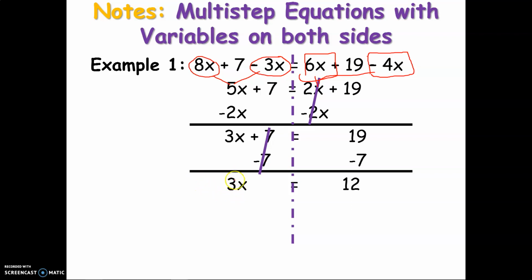Do we have any multiplication or division that needs to be removed? We do. We have 3 times x is 12. The opposite of multiplying by 3 is dividing by 3. We'll divide both sides of this equation by 3. 3 divided by 3 is 1, or 1x, or just x, and 12 divided by 3 is 4. So x is 4.